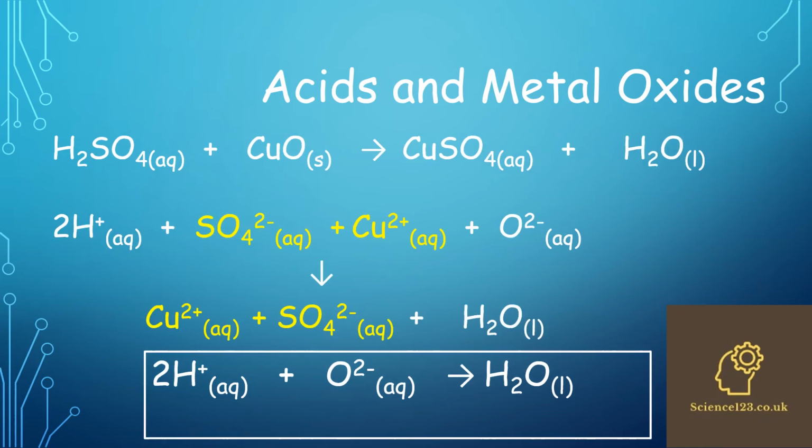Next, we look for spectator ions, which are those that are the same on each side of the equation. They have not taken part in the chemical reaction. So we have 1 sulfate ion and 1 copper 2 plus ion on each side, which we then remove to leave the overall ionic equation, which is the 2H plus from the acid, the oxide ion O2 minus, forming H2O liquid.